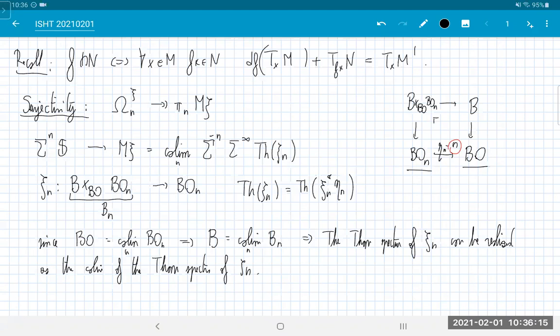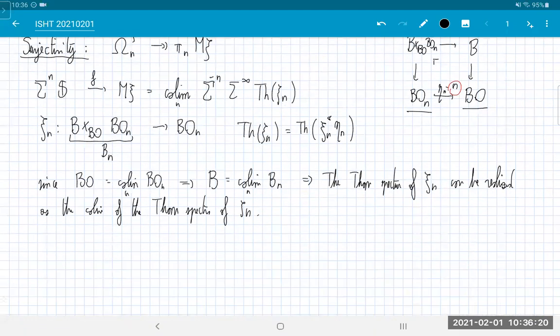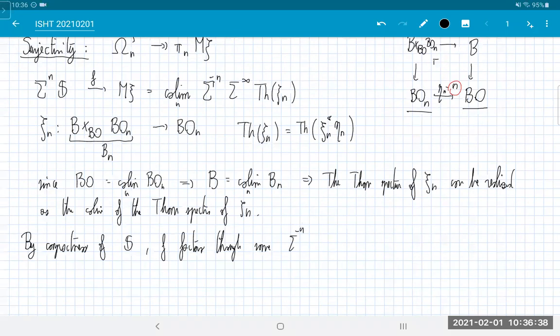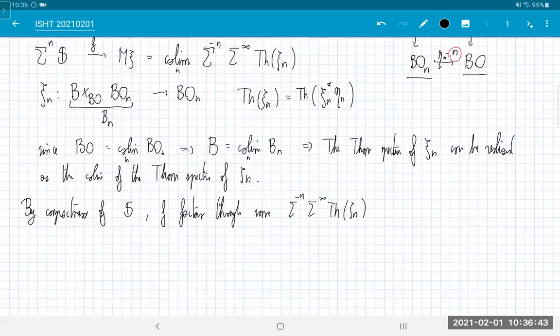So let's suppose we have this map, what did I call it? F. So first of all, by compactness of the sphere spectrum, F factors through some sigma minus n, sigma infinity Thom psi n. That is, we get a map sigma n plus k sphere to sigma infinity Thom psi n, which we'll still call F.